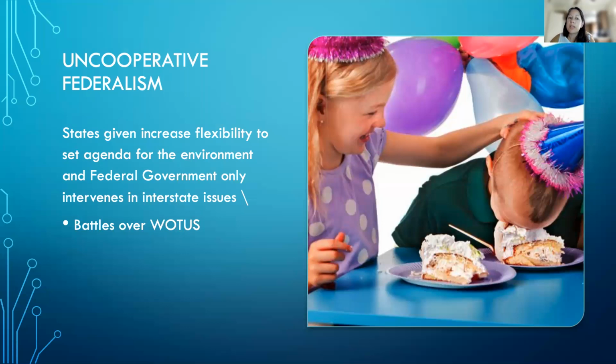Now, the reason I say that the battles over WOTUS are an example of uncooperative federalism is because some parts of states were happy with the overturning, and other states were like, we want to protect the intermittent, ephemeral bodies of water. And there then ensued legal battles over whether or not the states could go farther than the federal government in this respect in restricting business, maybe licensing or businesses that were given the power to act in certain bodies of water.